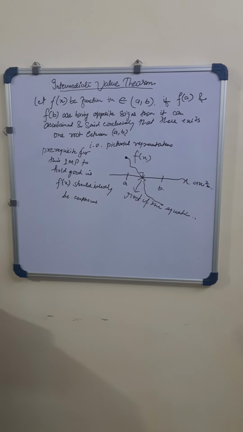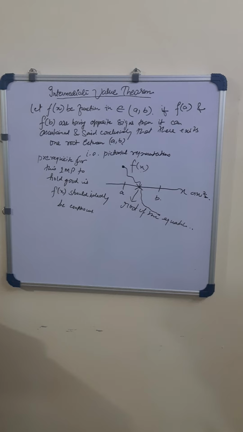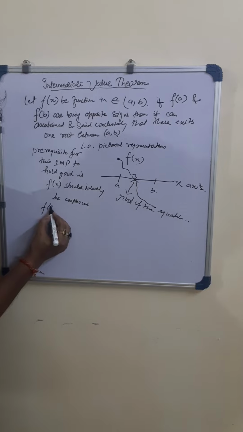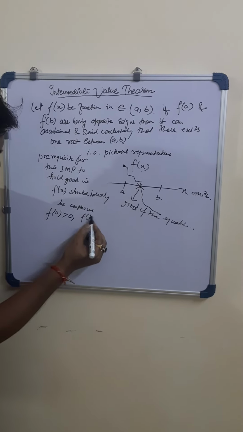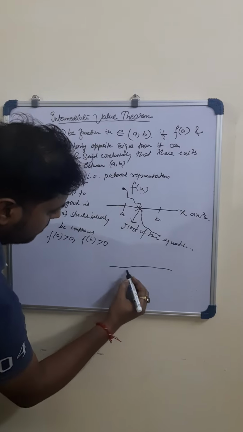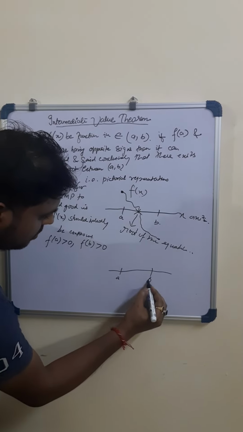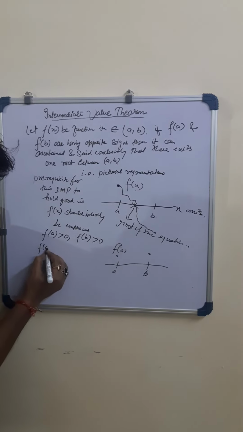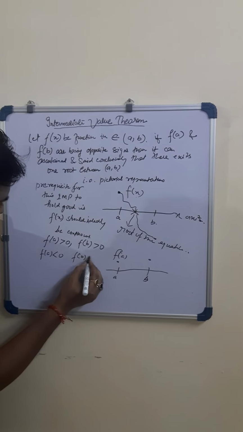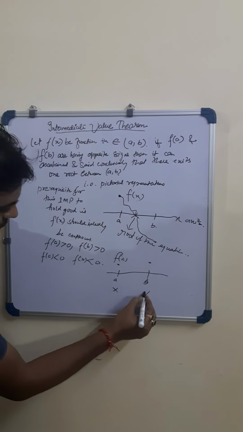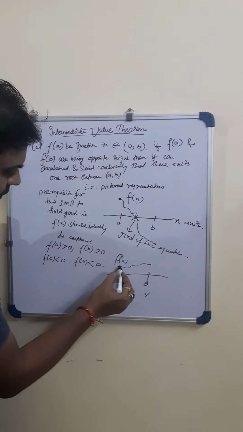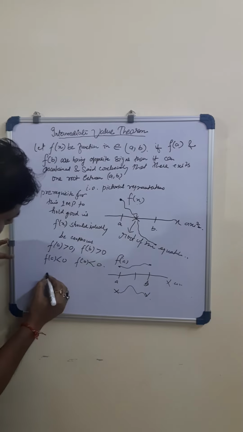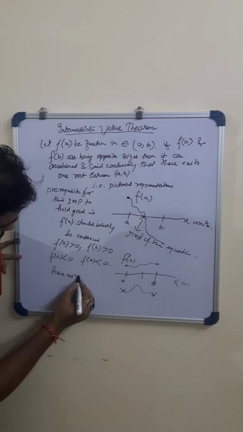So that forms the basis for this topic. And if f(a) is greater than 0 and f(b) is also greater than 0, that means f(a) is positive and f(b) is positive, or f(a) is negative and f(b) is negative, here and here. So f(x) does not cross this line or x-axis, hence no root exists.